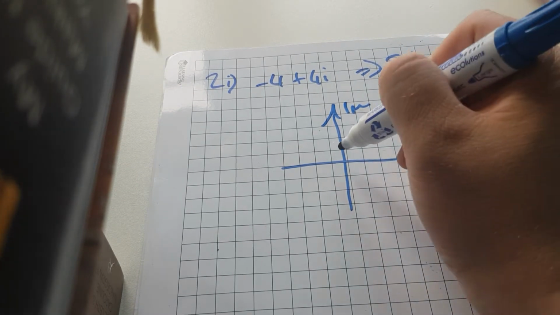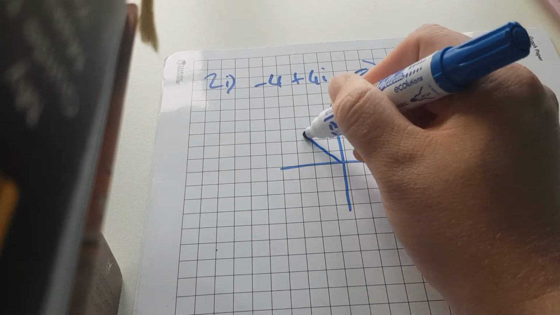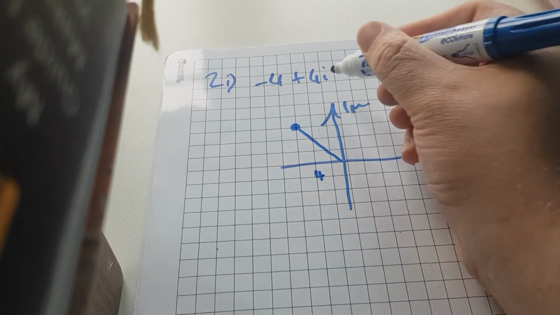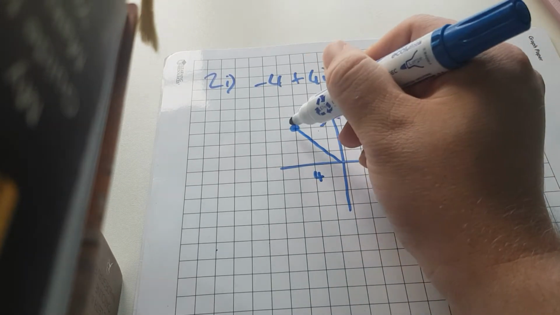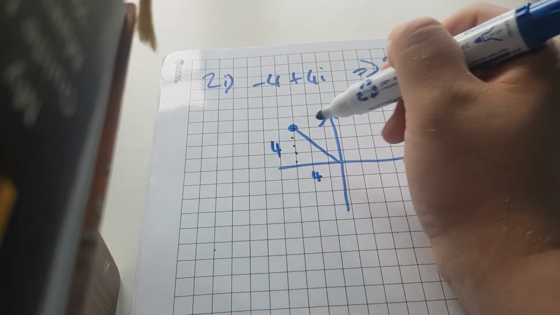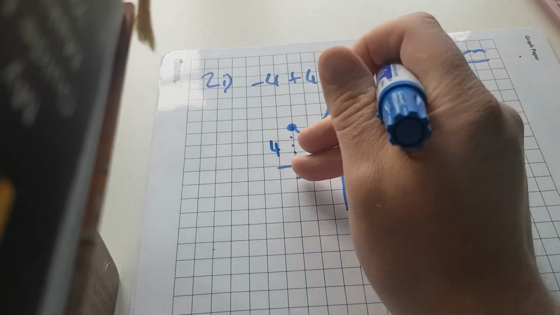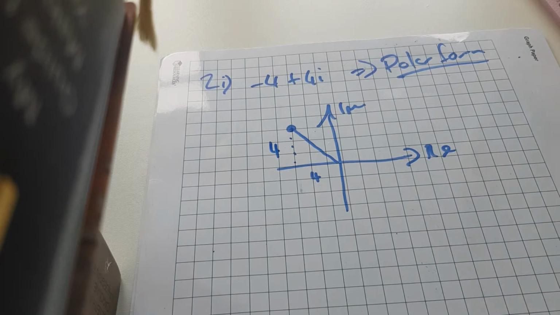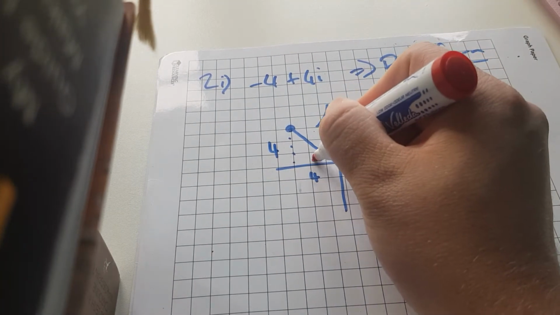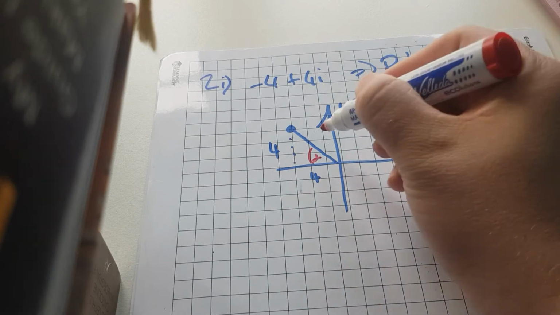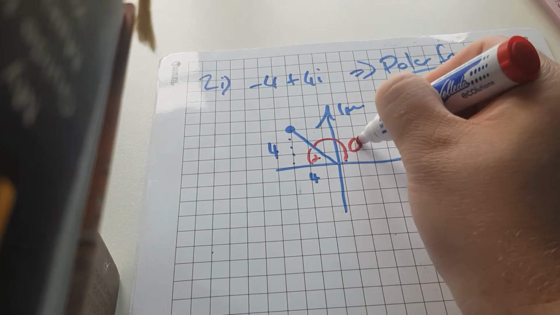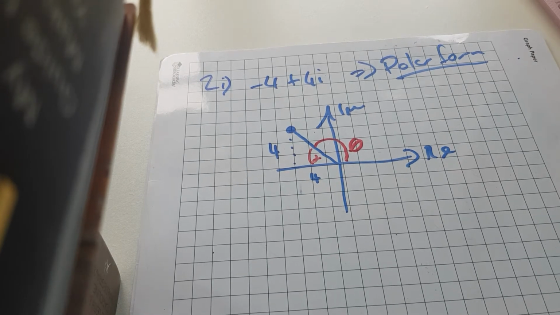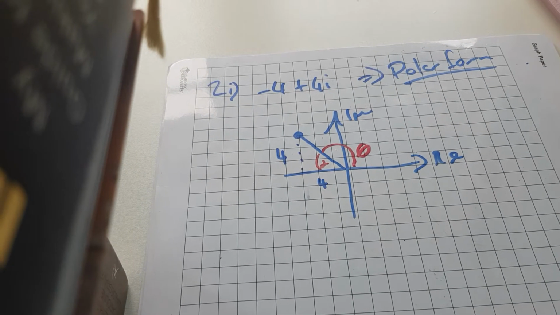Okay, so minus 4 plus 4i, so that's length 4, and this here is length 4 as well. Now it's minus 4, but it's length 4. Okay, now this is going to be my reference angle. And then this is going to be the argument. So that's the theta, that's the argument that goes into the polar form.